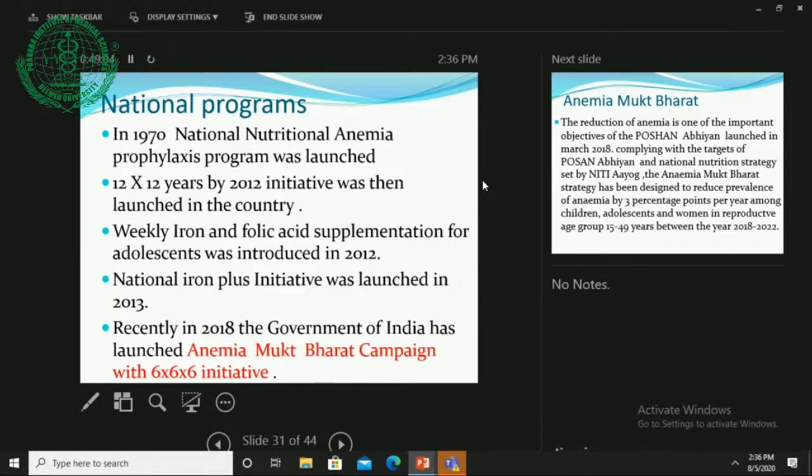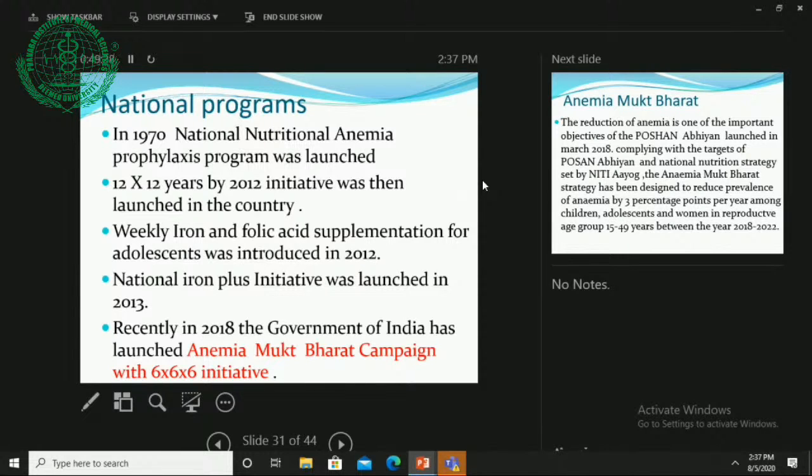Then they introduced one more program, and that was the 12 by 12 initiative by 2012, which was for children who are 12 years old. So the child of 12 years should have hemoglobin of 12 by 2012. That was the initiative which was launched in 2005.